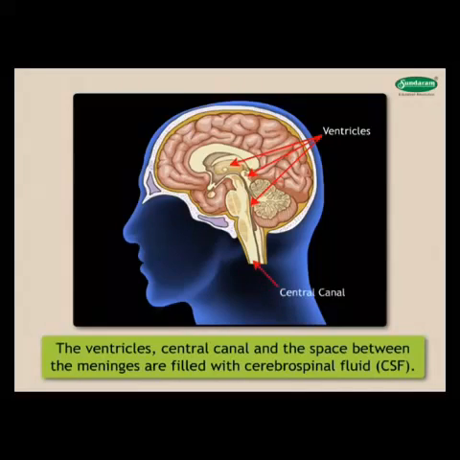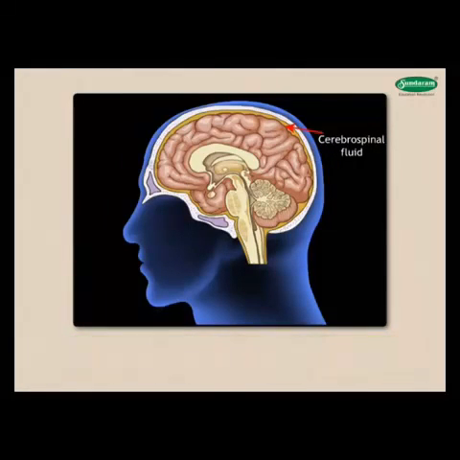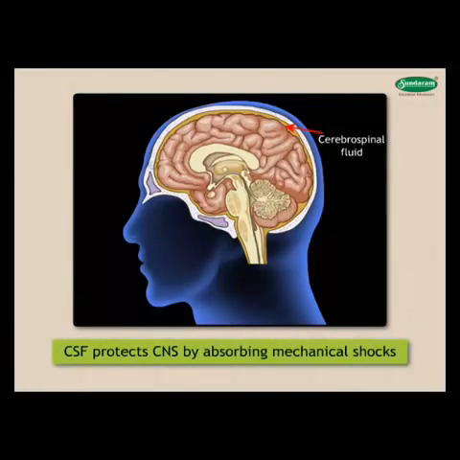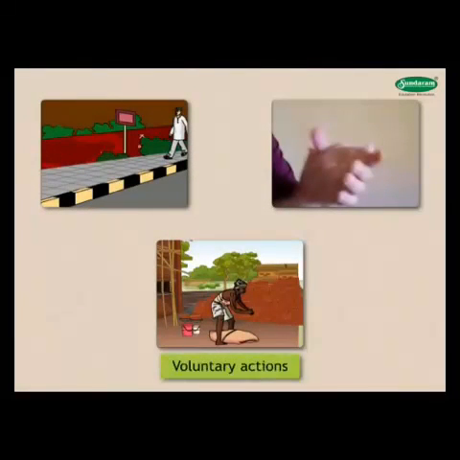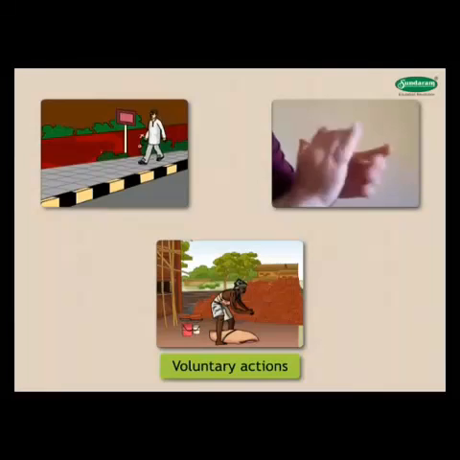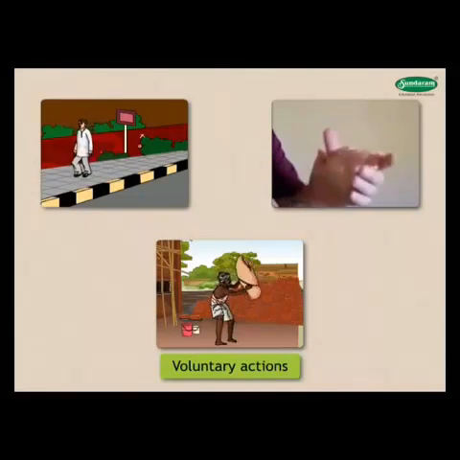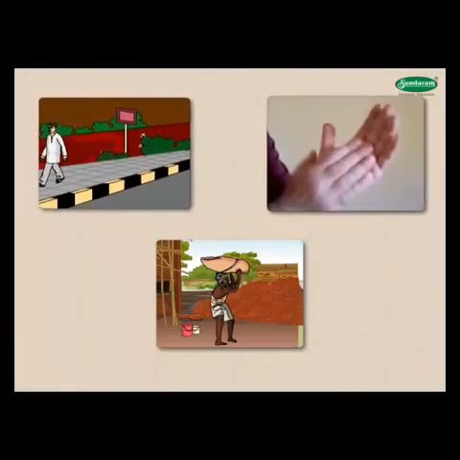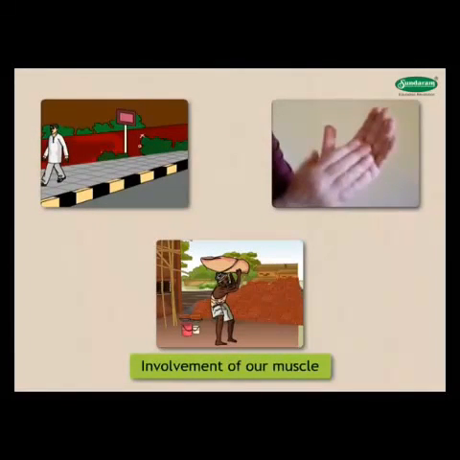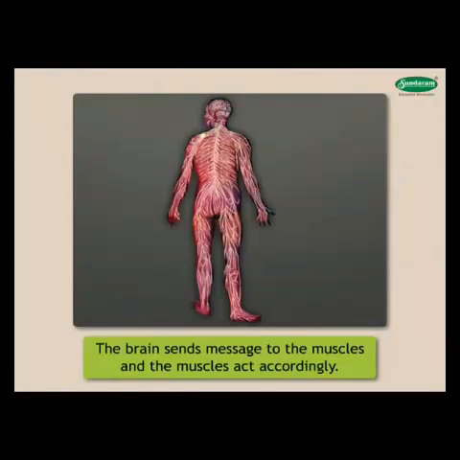The ventricles, central canal, and the space between the meninges are filled with cerebrospinal fluid, CSF. CSF keeps the CNS well nourished and also protects it by absorbing mechanical shocks. Many of our actions are voluntary in nature, that is, we think before doing them, like walking, clapping hands, bending down to pick up something, etc. In all these actions, there is involvement of our muscles. The brain sends messages to the muscles and the muscles act accordingly.